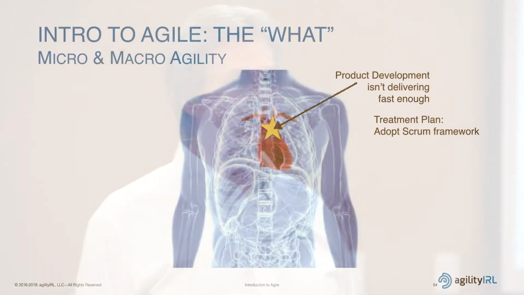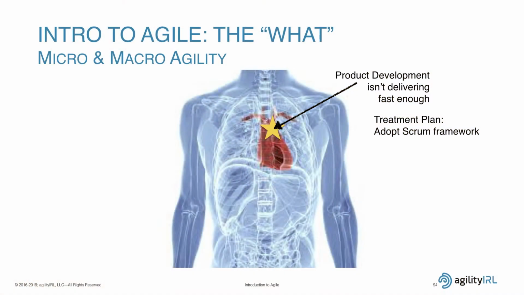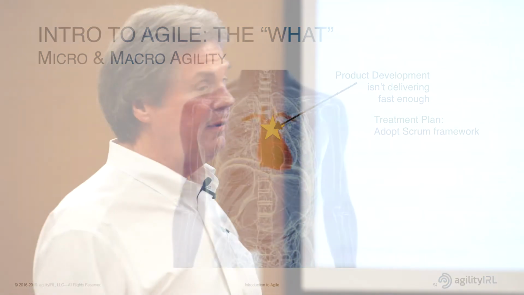Damn. Call in some consultants, you form a task force because this is what you do. They call in some consultants and they say, product development isn't delivering fast enough. Treatment plan, adopt the Scrum framework. So you hire some people to help you, they give you the training, they do some coaching. There are some bumps in the night, but the team gets it. And with a couple of exceptions, you're all of a sudden delivering faster. Life gets back to normal.